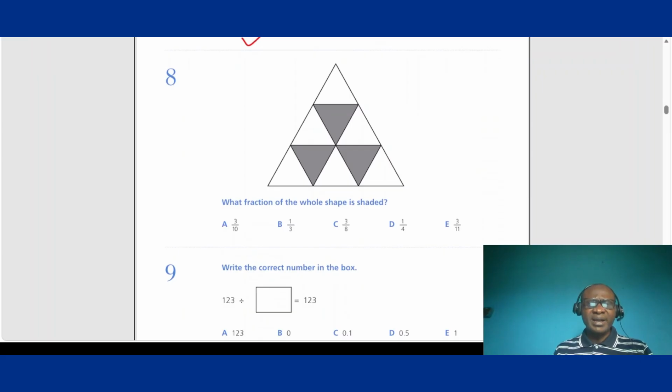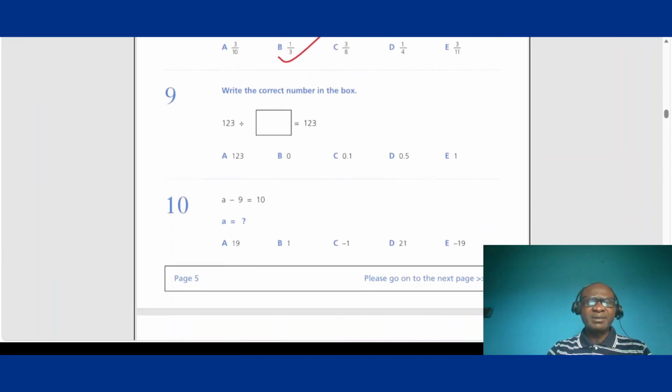Next is question number 8. What fraction of the whole shape is shaded? Let's count all the equilateral triangles. There are 1, 2, 3, 4, 5, 6, 7, 8, 9. So there are 9 of them. Shaded is 3. So if we reduce it, that will give us 1 out of 3. Option B.